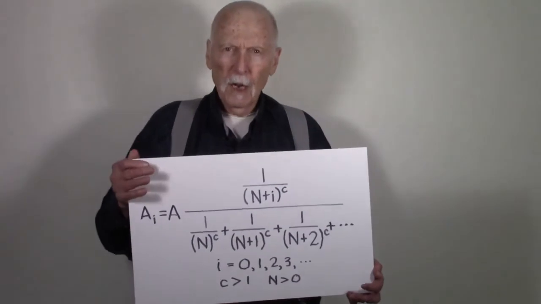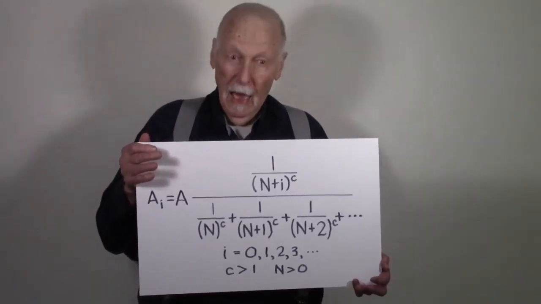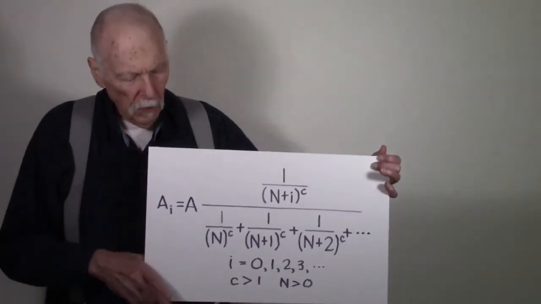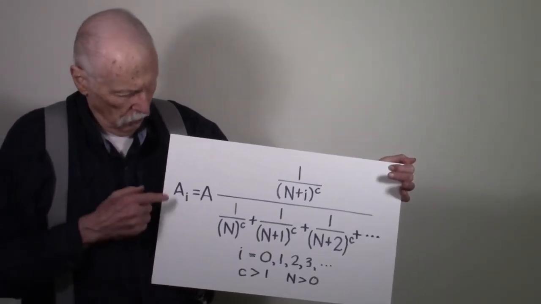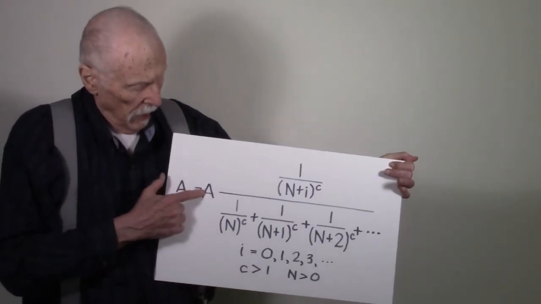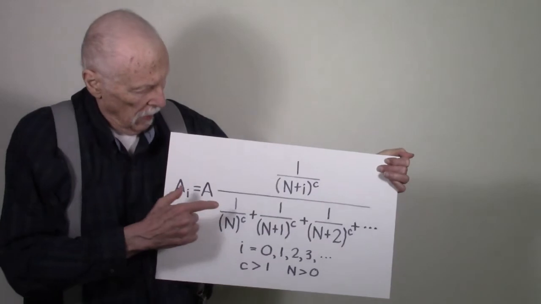If we are going to fill our space with circles, we need a rule that will tell us how to make these circles smaller and smaller. And this is what we have. This is commonly known as the area rule. This is the area of the ith circle. This A without a subscript is the area of the region to be filled.